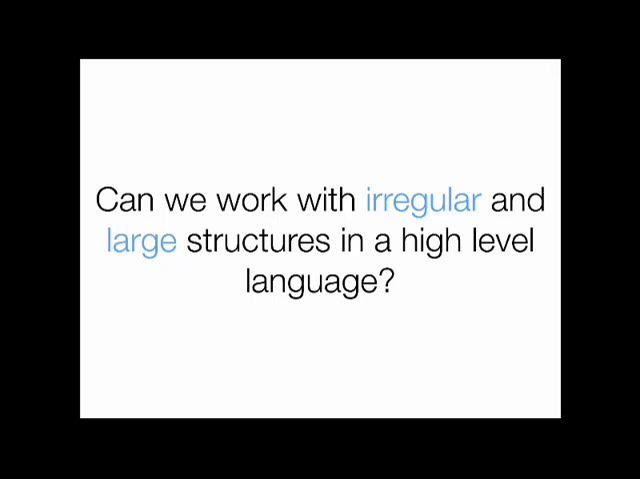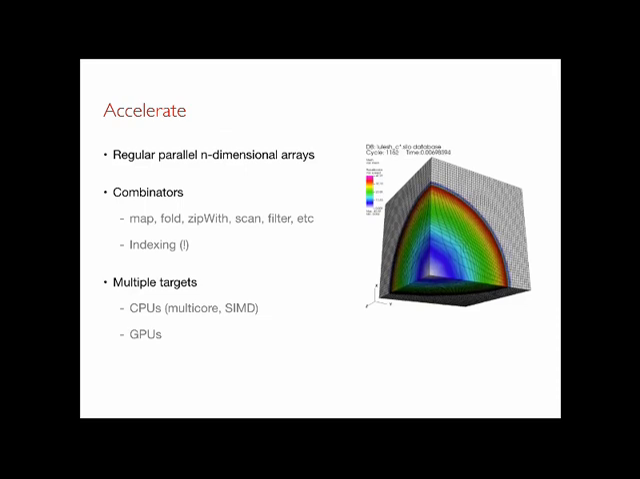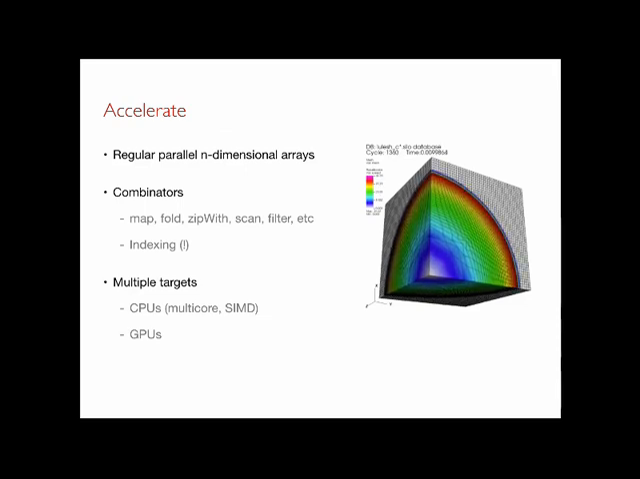So, more concretely, could we do this in a language like Accelerate, which we've developed at the University of New South Wales? Accelerate is a data parallel language. It features combinators that would be very familiar to most Haskell programmers, like map, fold, zipWith, and scan. But it works over regular n-dimensional arrays. So they're arrays of fixed dimensionality, and it doesn't support nested arrays.